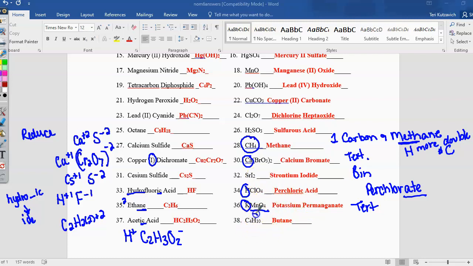And this next one, you know it's a hydrocarbon, and your hydrogens are more than double your carbons. So that means it's an alkane. So 4 carbons equals but. So it's butane.